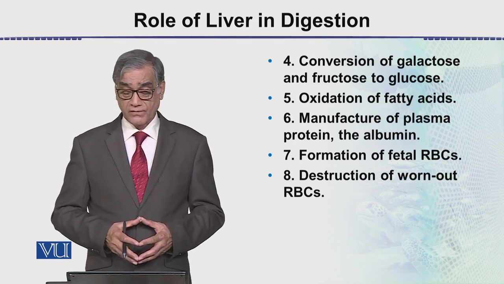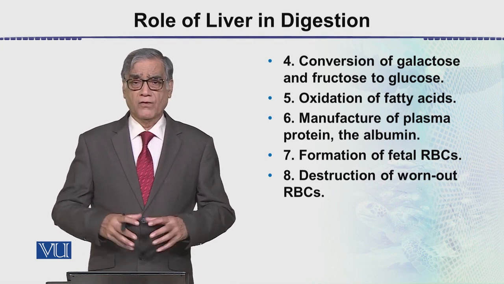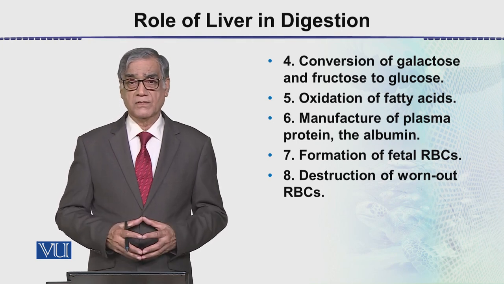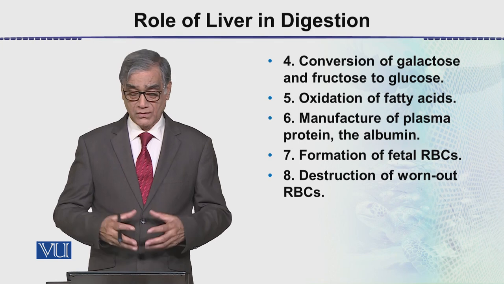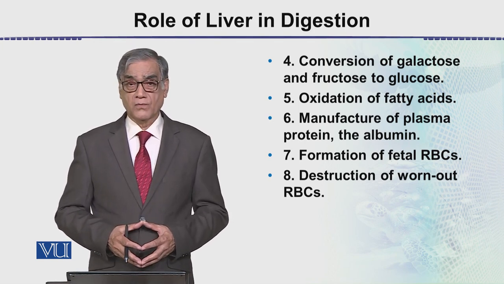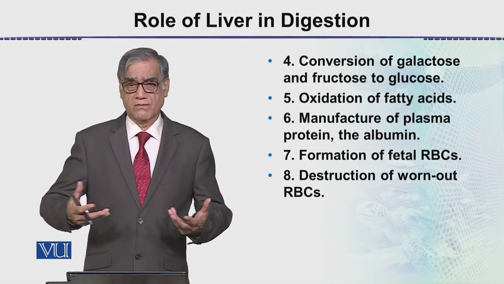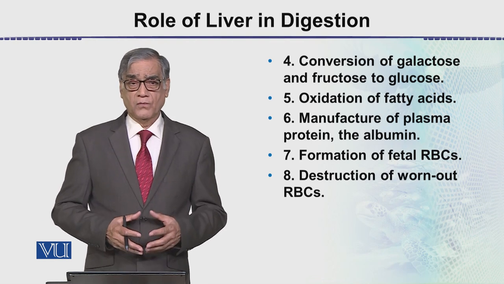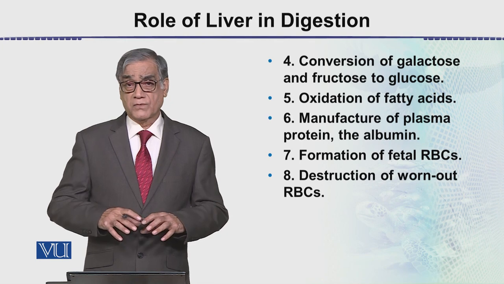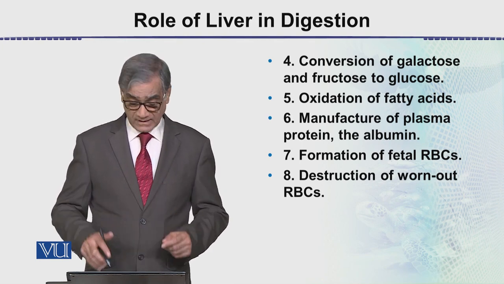Then the formation of fetal RBCs. When the human baby is in fetal form, it is the liver which is responsible for the formation of RBCs. Then there is the destruction of worn out RBCs. RBCs have a specific lifespan of about 120 days, so they do not keep accumulating; rather, it is the liver which metabolizes and destroys them.